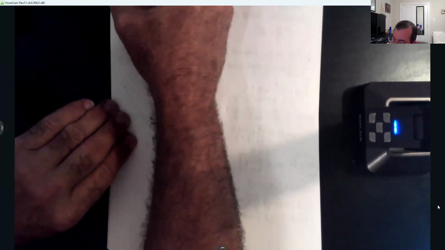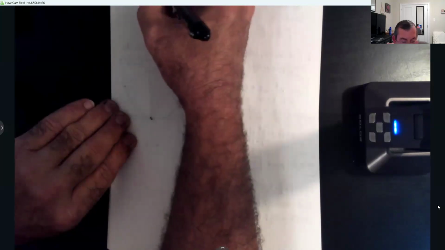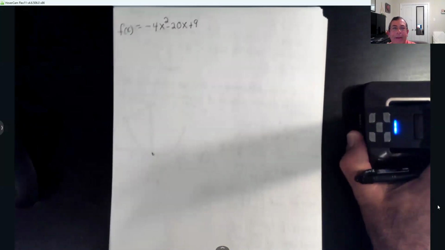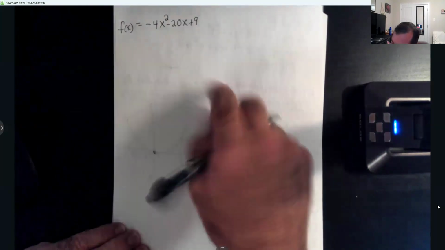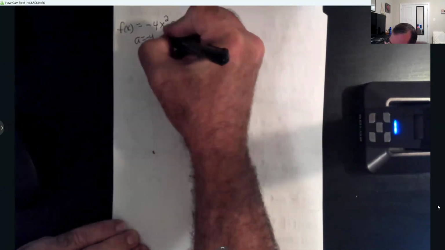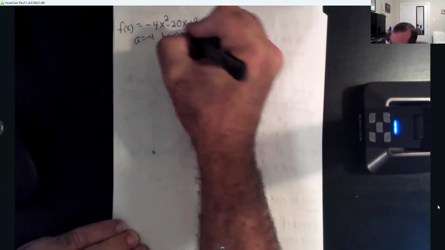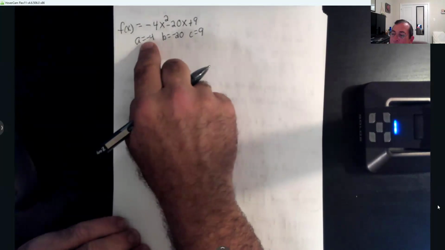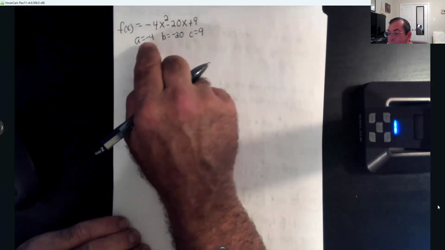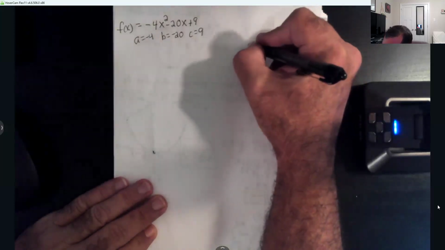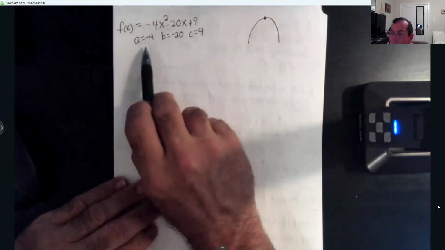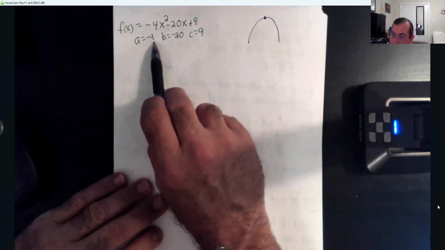So y'all, f of x equals negative 4x squared minus 20x plus 9. Whoops, let me pull my line up. All right, so let's get our A, which is negative 4. B is the negative 20. And C is 9. So what do we know about this graph? What's it going to look like? Well, this A is negative. Since A is negative, that's going to flip my parabola over. And I'm going to have a maximum value due to that negative, okay?